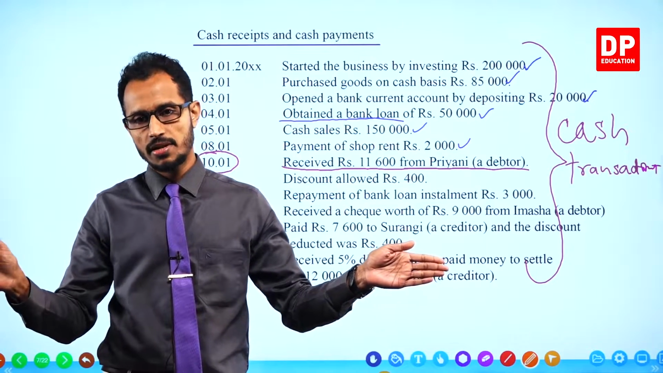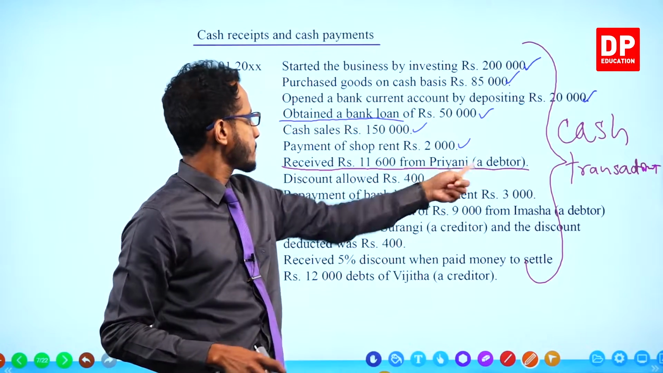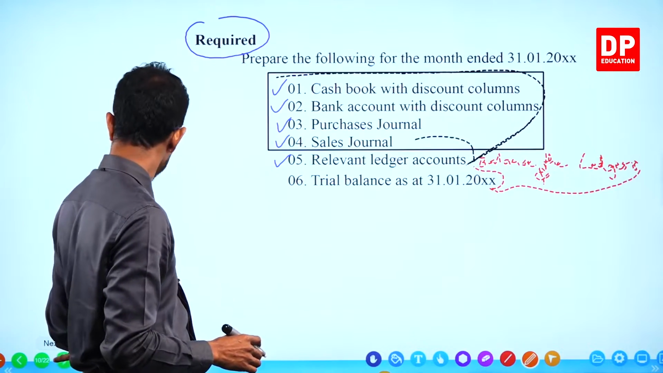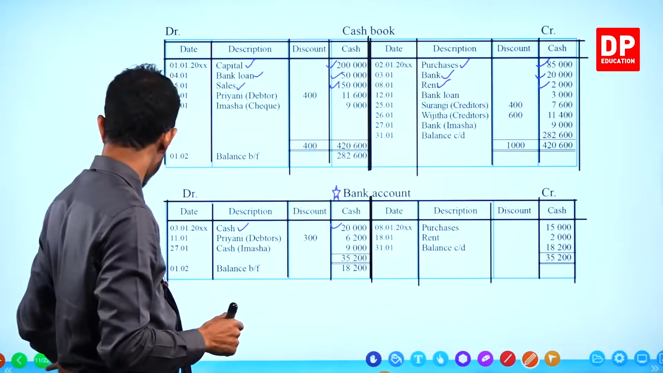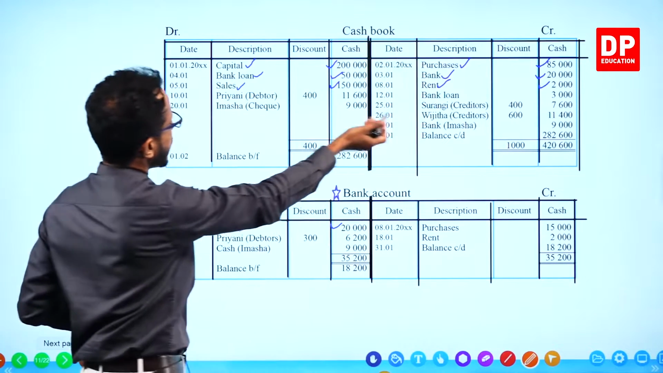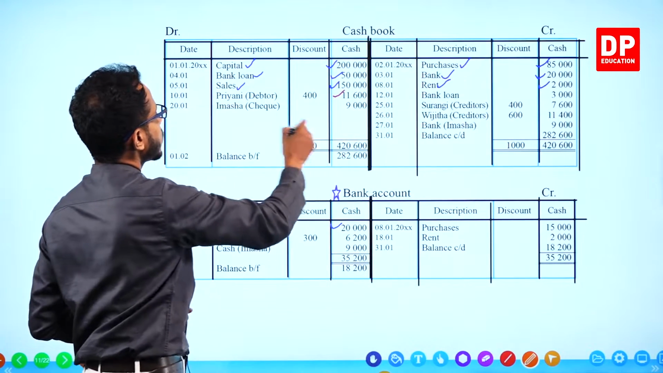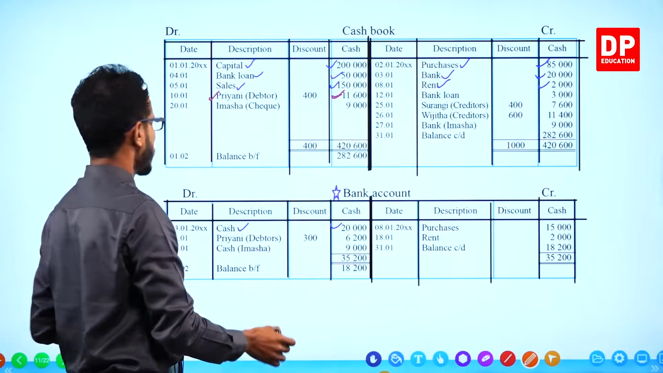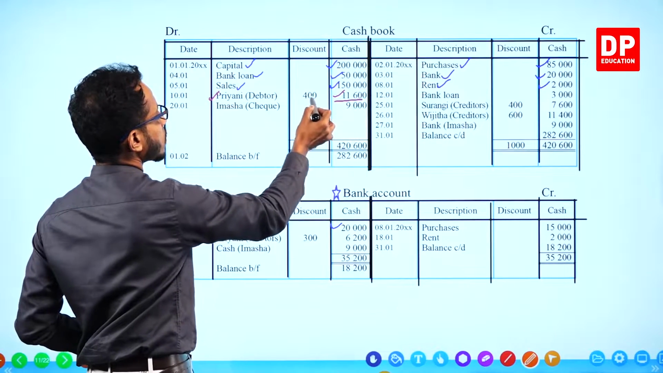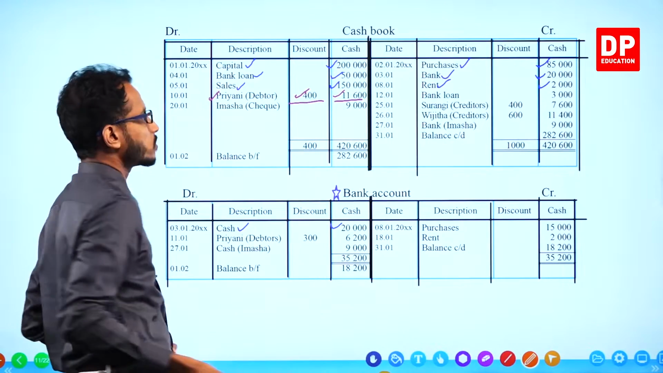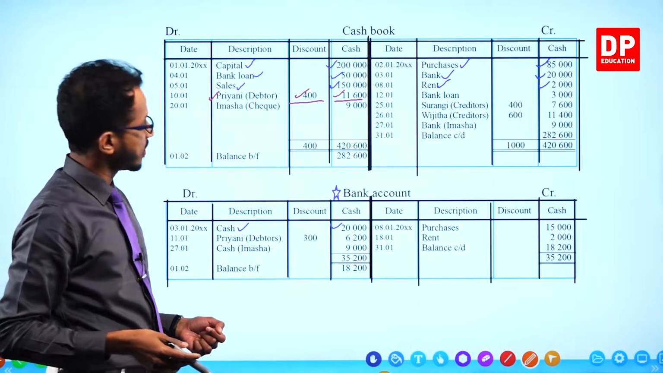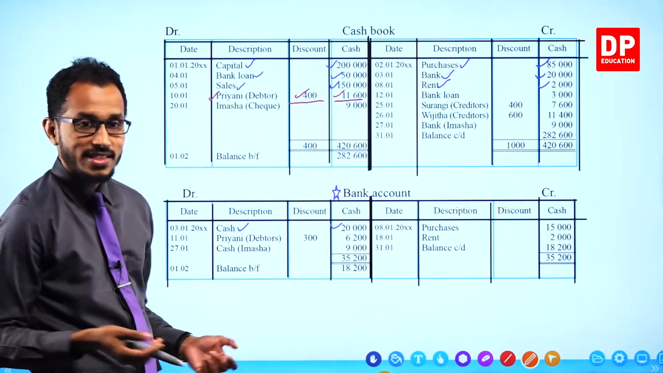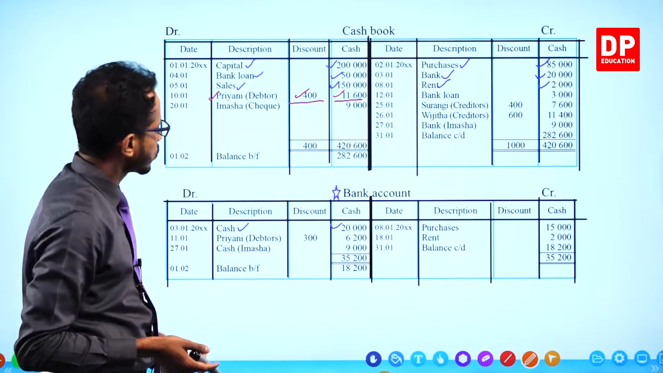Cash book, debit. But there is a discount allowed 400. That must be recorded because it's a cash discount. Cash discount must be recorded. In this cash book, debit, Priyani is here. 11,600 is here. 400 is here, the discount column. That's the way you record cash discounts.